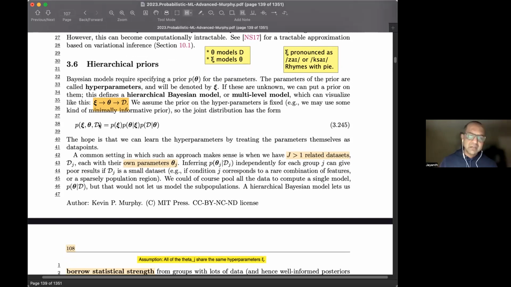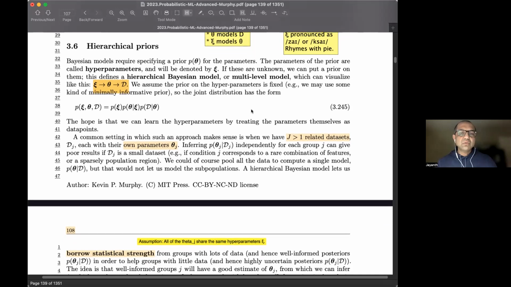And we can express the joint distribution as this using a chain rule, if you will. The last term here is actually P of D given theta comma psi. But because of this theta being there, it's conditionally independent, and so you can just say D given theta.